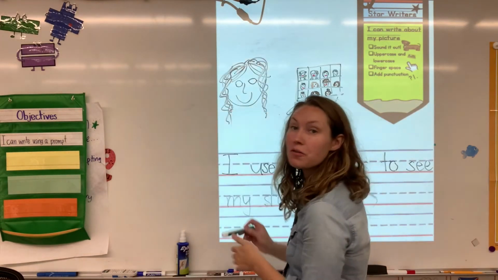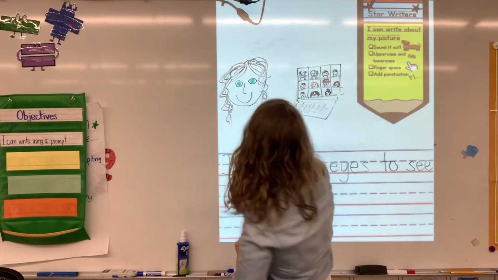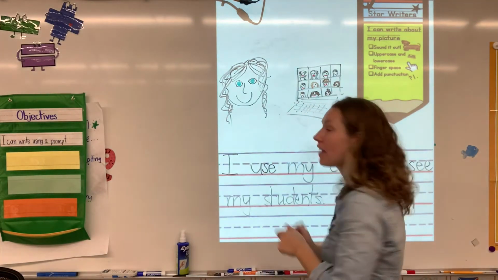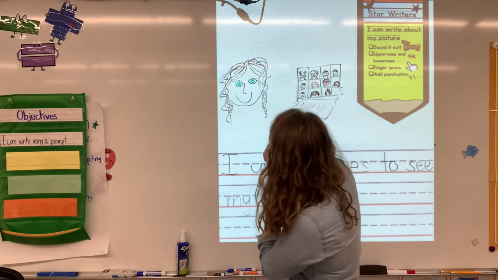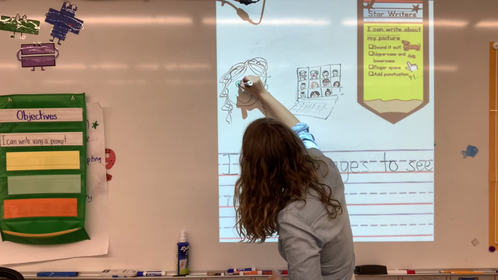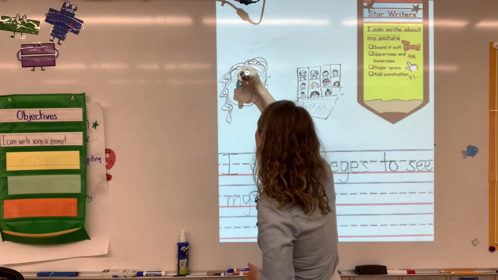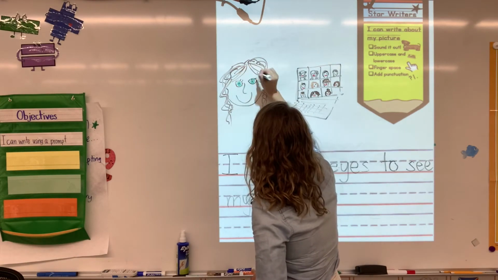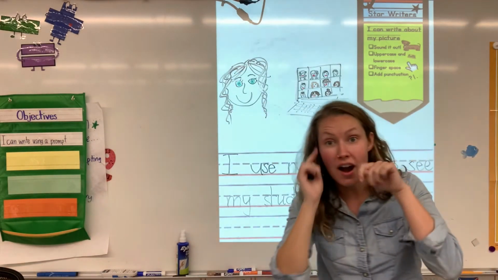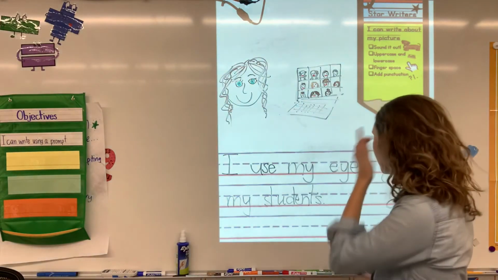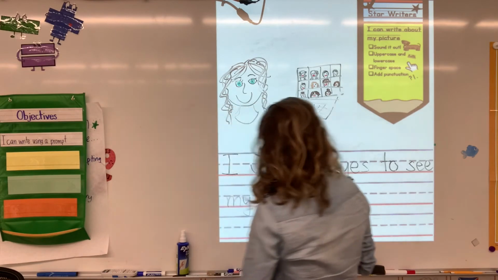Now my eyes are green, so I'm going to use green to color in the irises of my eye, that's the colored part. And then you have a little pupil, which is where you see out of, in the middle of your eye. And that part is black. And then I'm going to give myself some eyelashes, some eyebrows. Our eyebrows and our eyelashes help to keep things out of our eyes so that we can still see. And here I am looking at my beautiful students that I love to see every day.